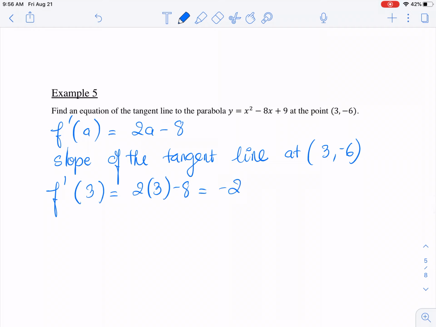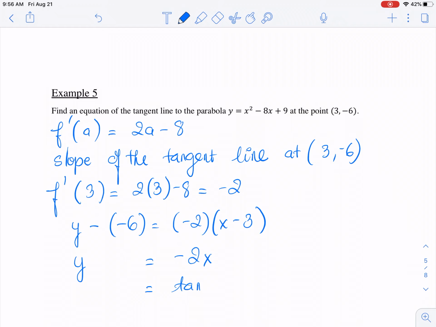Okay, so now using the equation, we have y minus negative 6 equals the slope, negative 2, times x minus 3. And you simplify it, you end up with y equals negative 2x. And this is our tangent line.